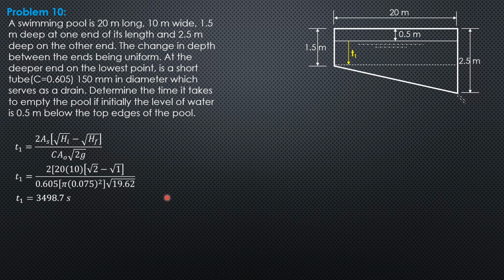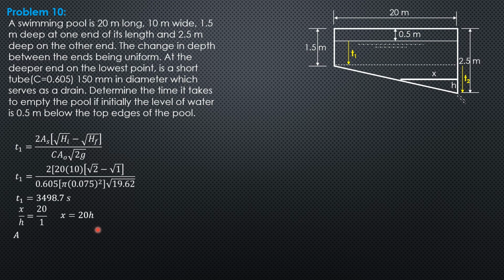3,498.7 seconds. For T2, area S becomes variable, so let's call it T2, time to empty this triangular wedge part. Our strip length is X, so the area S would be 10 meters perpendicular to the screen times X, so 10X. That's the area, and this is the head at any time. Expressing X in terms of H by similar triangles, X is to H as 20 meters is to 1 meter. So X therefore is 20H.